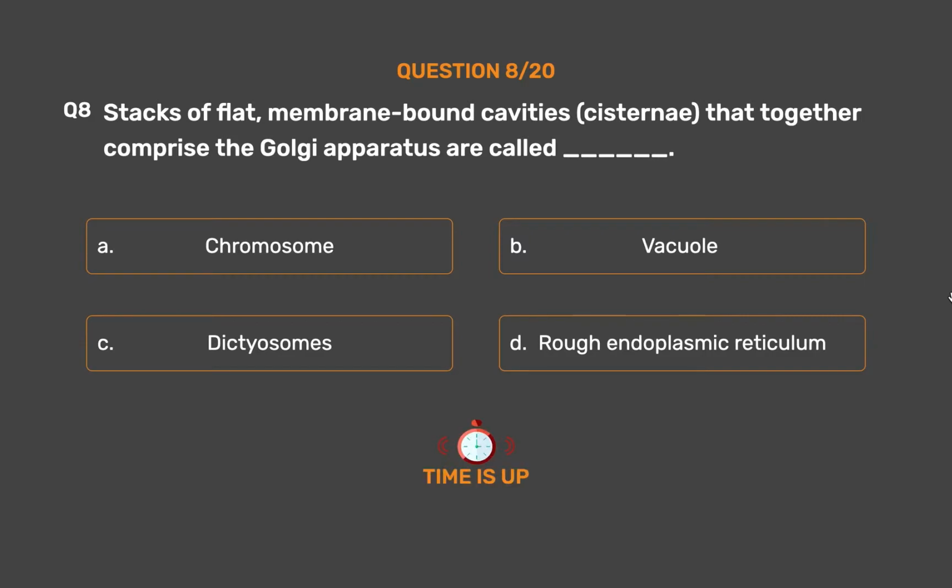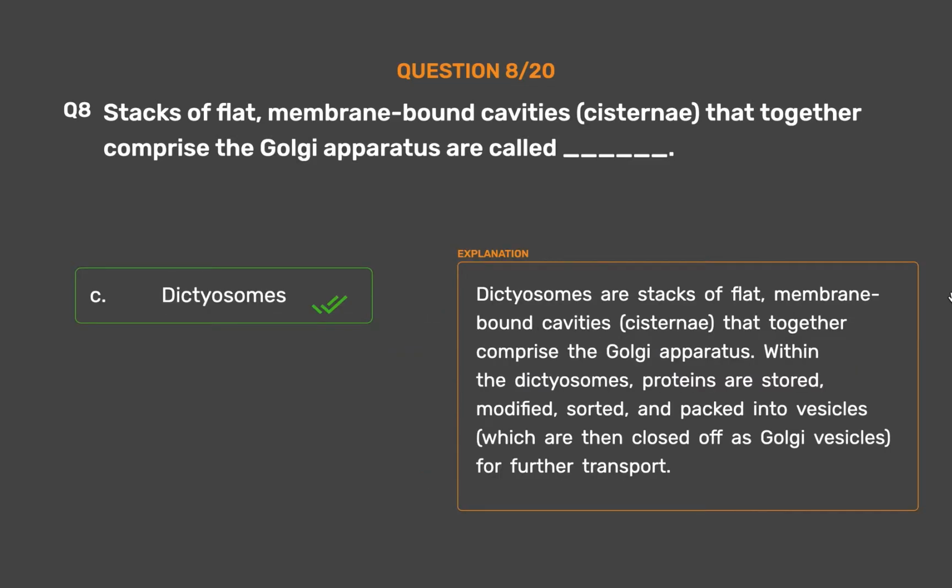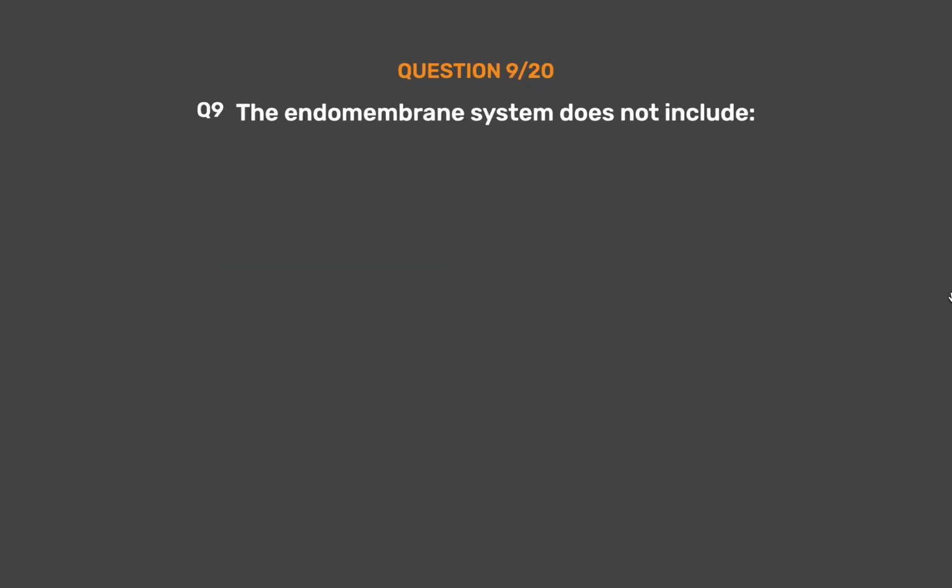The correct answer is option C, dictyosomes. Dictyosomes are stacks of flat, membrane-bound cavities, cisternae, that together comprise the Golgi apparatus. Within the dictyosomes, proteins are stored, modified, sorted, and packed into vesicles, which are then closed off as Golgi vesicles, for further transport.